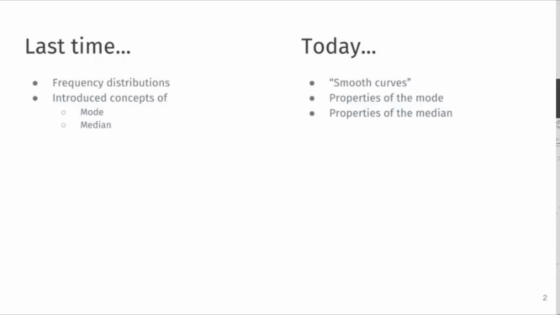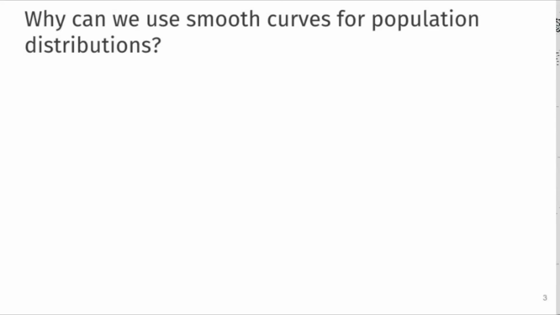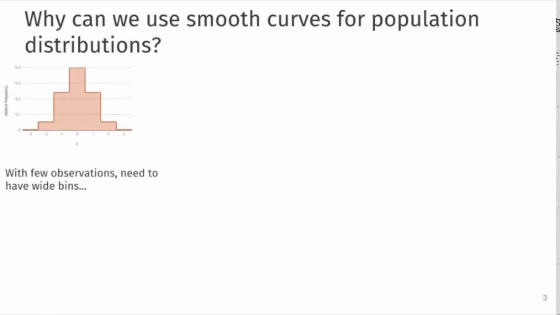I wanted to touch on something that I wasn't quite able to convey as well as I would have liked last time, namely the notion of why we can use smooth curves to show a population distribution, and why we can't do that for a sample. So typically what we have from a sample of data, from a relatively small number of observations, when we try to plot the relative frequency distribution, as I've shown here, we have to use fairly wide bins in order to make sure that they all get filled.